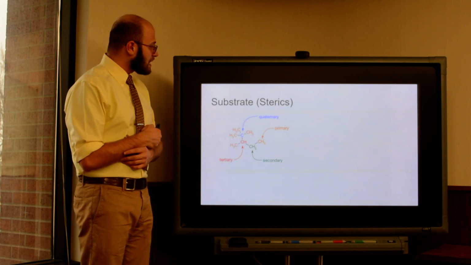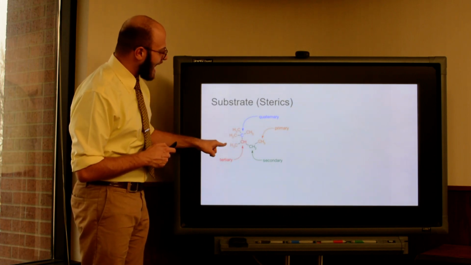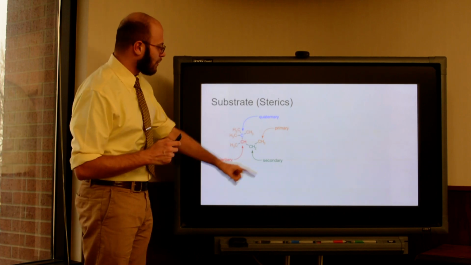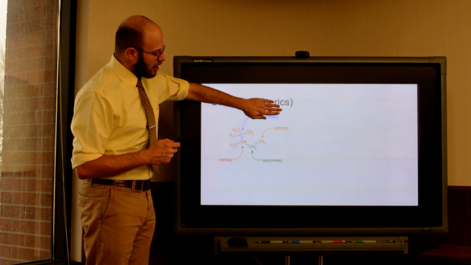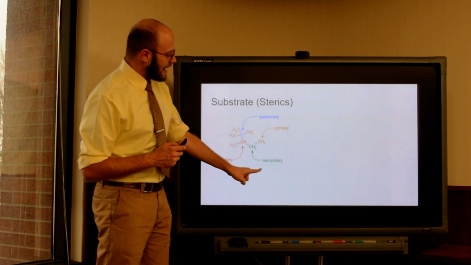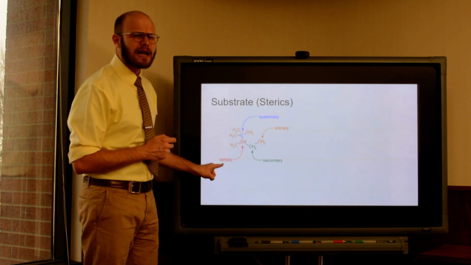Now we'll talk about the sterics of that substrate, which is to say how many carbons are going to be attached to those center carbons. You may remember we have primary, secondary, tertiary, and quaternary. We're not going to talk about that today. We'll look at the fact that SN2 can react via primary or secondary carbons, and generally not with tertiary, as we'll see.